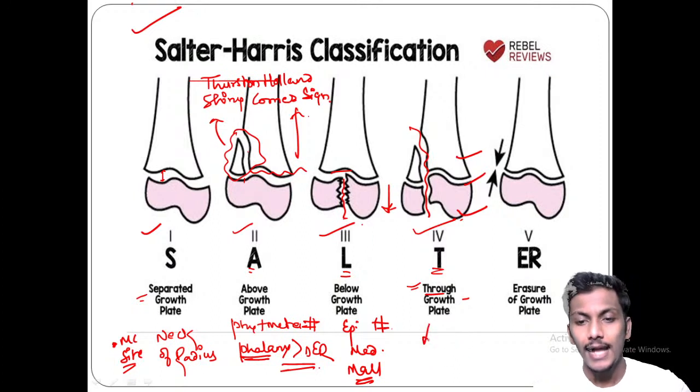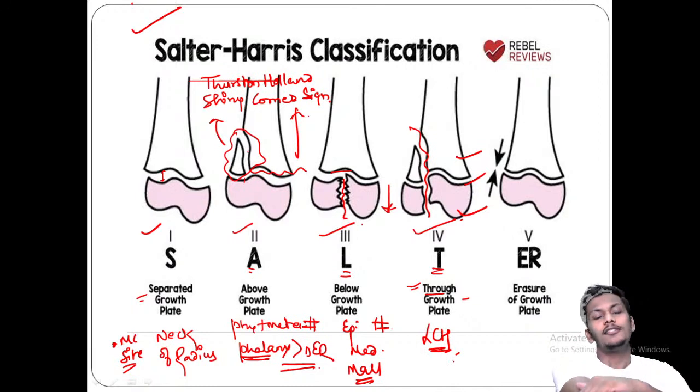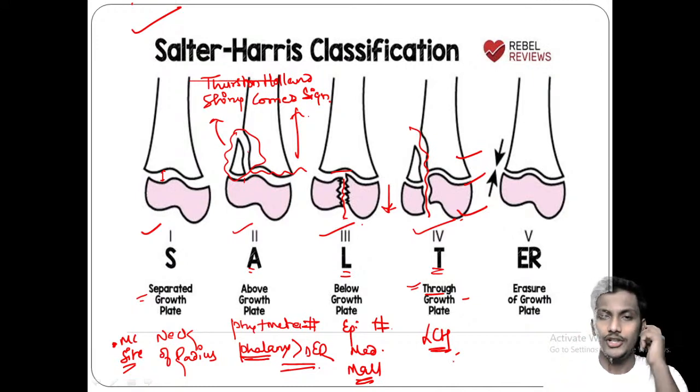It is your lateral condyle of humerus. Okay, so the lateral humeral condyle, here we can see type 4 epiphyseal injury. Okay, separation of all three fragments.